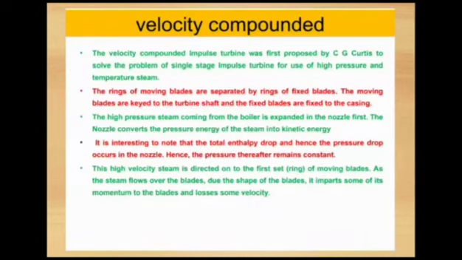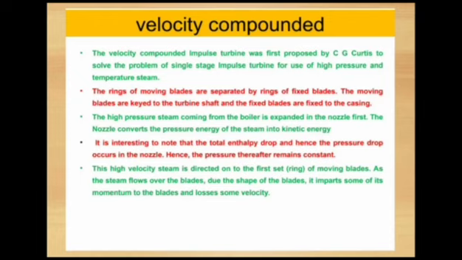Velocity compounding. The rings of moving blades are separated by rings of fixed blades. The moving blades are keyed to the turbine shaft and the fixed blades are fixed to the casing. The high pressure steam coming from the boiler is expanded in a nozzle first. The nozzle converts the pressure energy of the steam into kinetic energy.